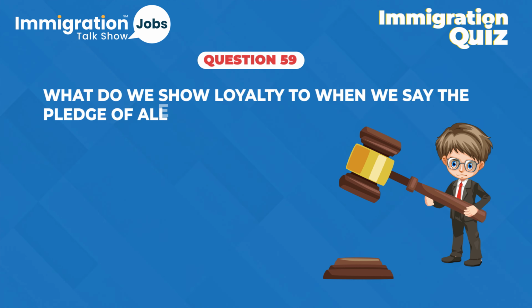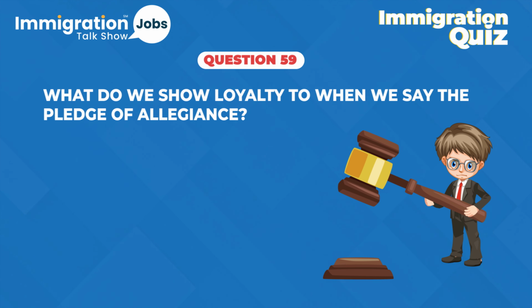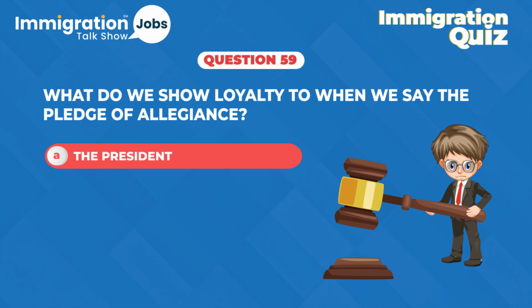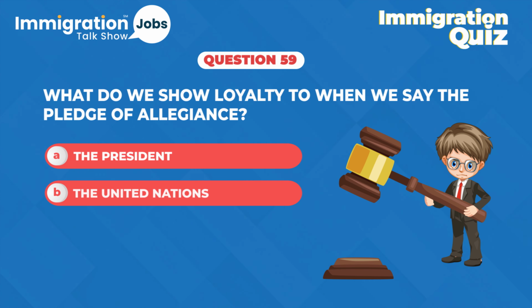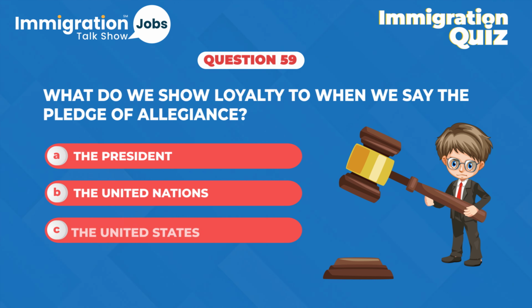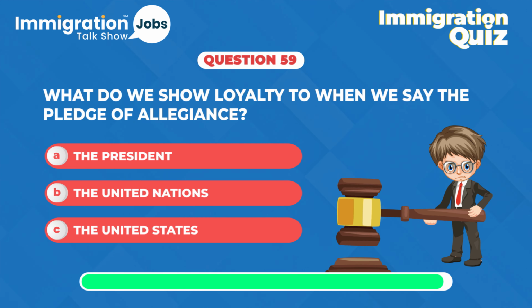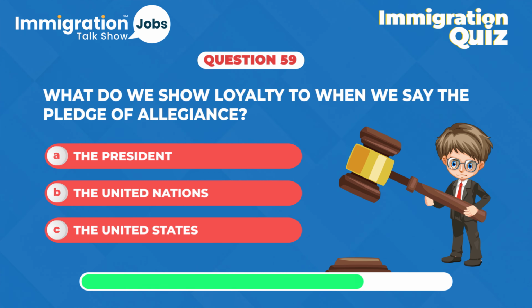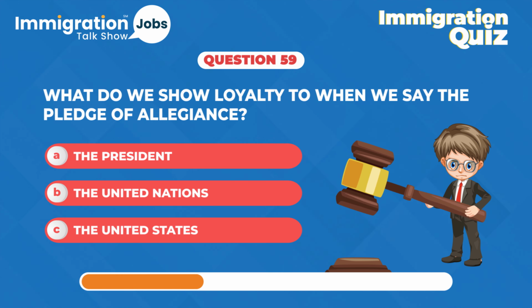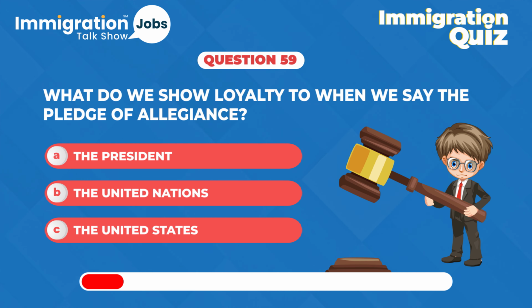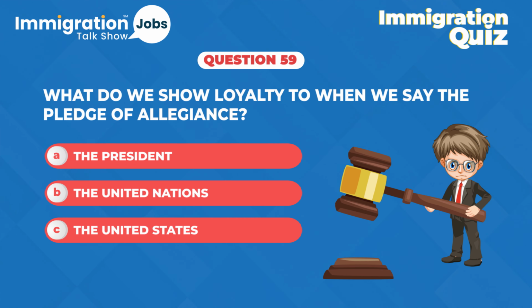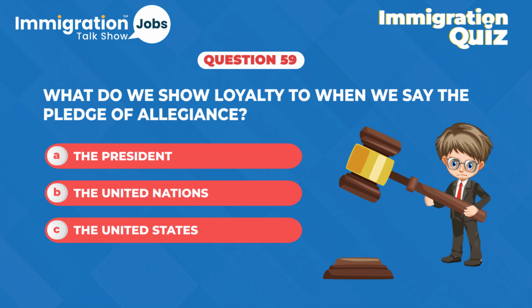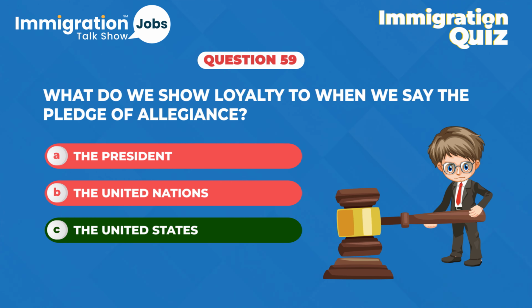What do we show loyalty to when we say the Pledge of Allegiance? Option A, the President. Option B, the United Nations. Or option C, the United States. And the correct answer is option C, the United States.